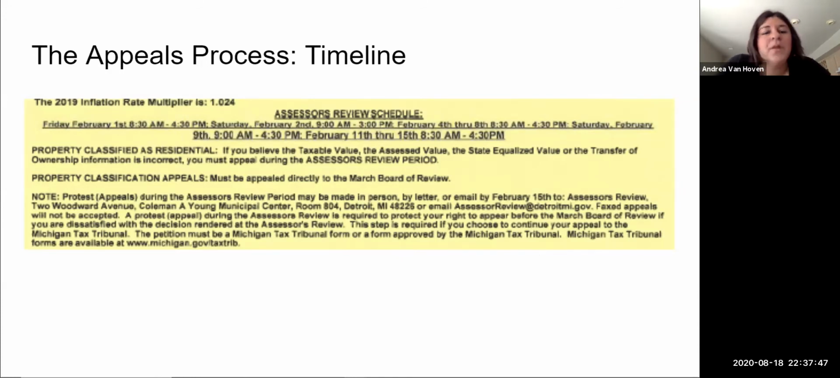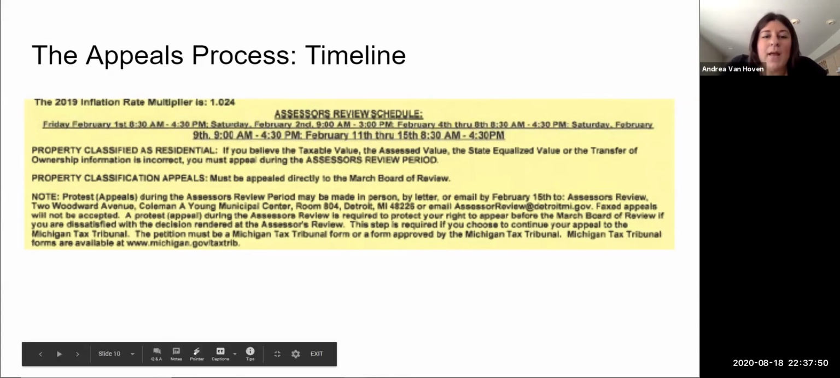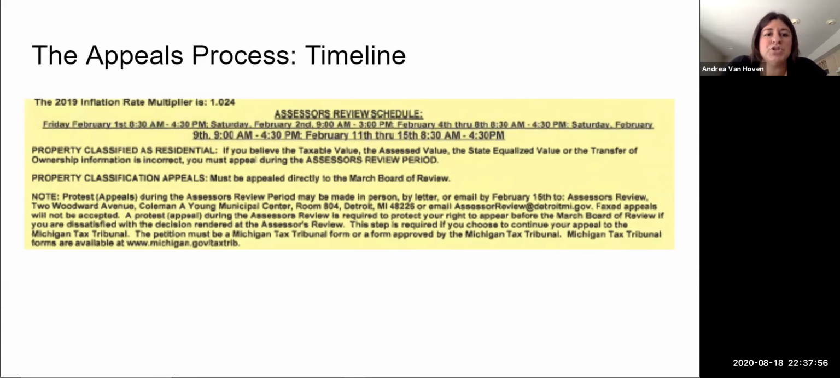So this is reasonable. But this is vague, right? What is Friday? What's happening on Friday from 8:30 to 4:30? What's happening at that date and time? What am I supposed to do, right? And if we keep reading here, let's read the part.